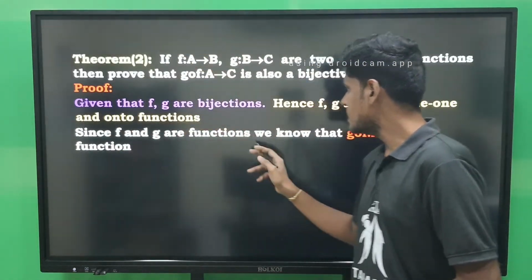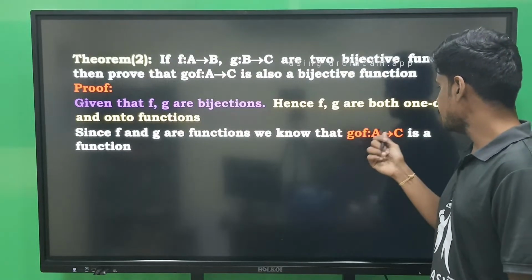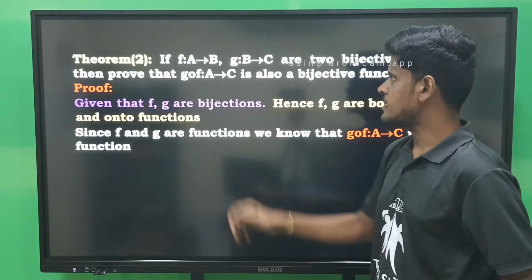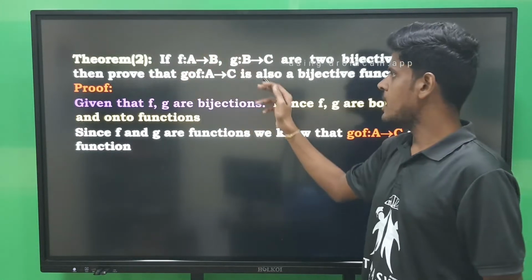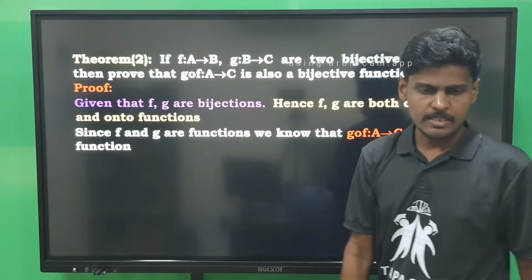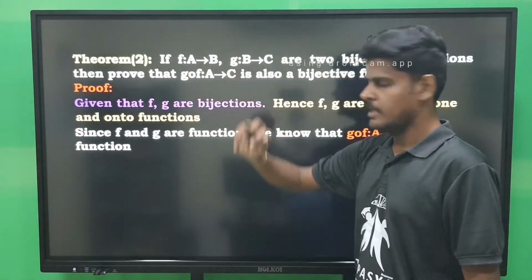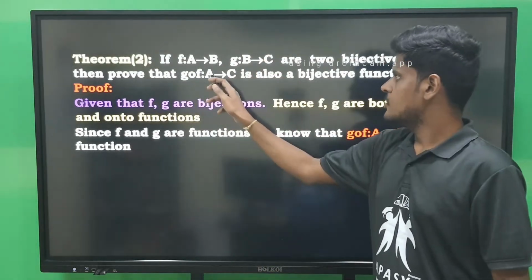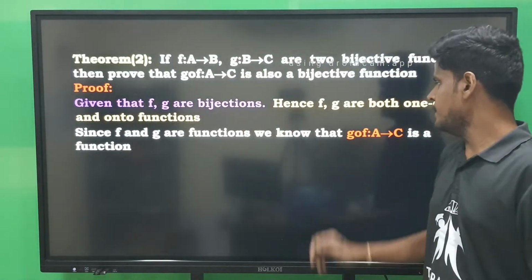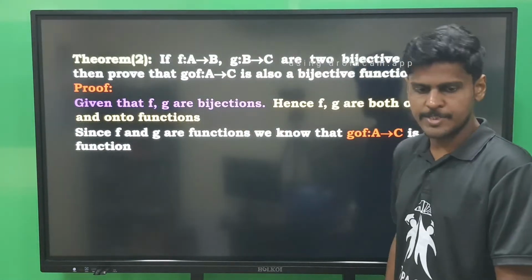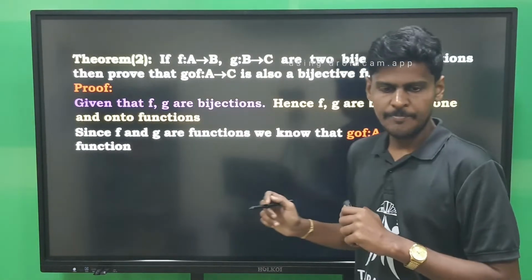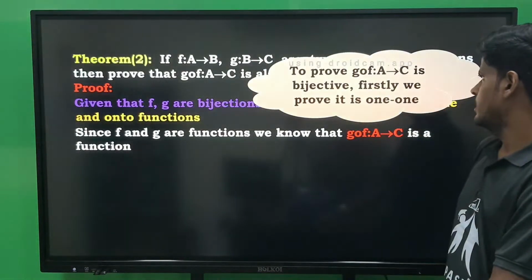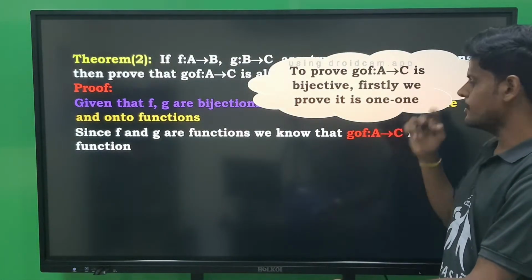So here f and g are two functions. Then g of f is a function that is mapped from set A to set C. G of f is a function. We already know how to write g of f. Input is f, output is g set. So the input is the input of f, that is A, and the output is the output of g, that is C. So g of f is a function mapped from A to C. That means it is also a function first. That we can ensure. Then what we need to do? If this is bijective, first we need to prove if it is one to one or not.